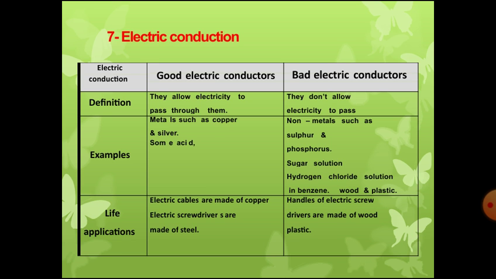While bad electric conductors are materials that don't allow electricity to pass through them, like non-metals such as sulfur, phosphorus, sugar solution, hydrogen chloride in benzene, wood, plastic, and so on. And we can use bad conductors of electricity in making the handles of an electric screwdriver, which is made from wood or plastic.